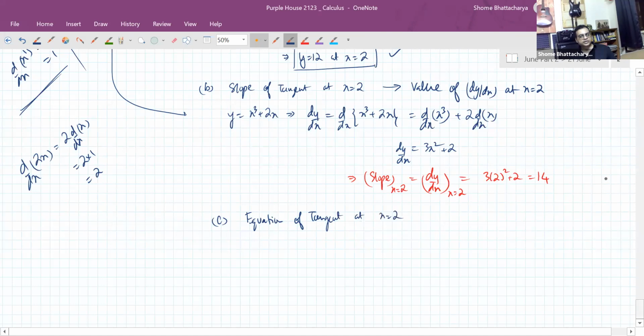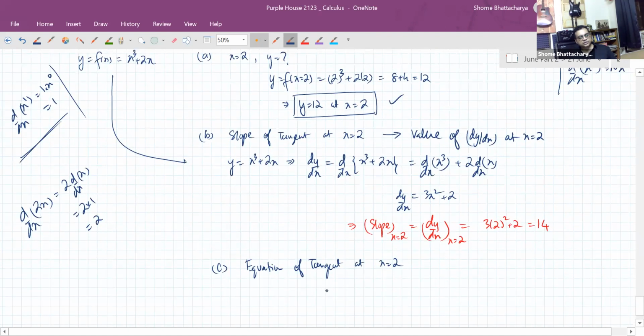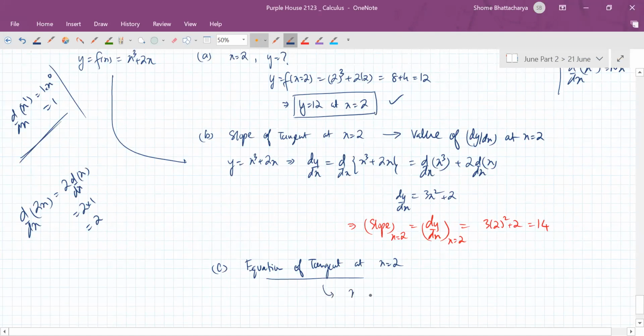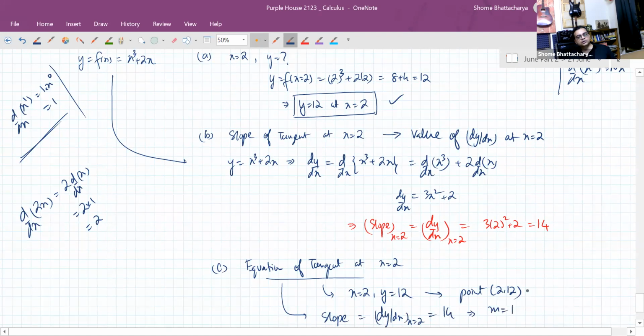So first thing we know is that we don't need to draw the graph and all that. That was just for visual understanding. Here we can just understand it this way, that x equal to 2, y equals how much? 12, we have seen. So it is through the point 2 comma 12, and it has a slope which is dy by dx at x equal to 2, which we saw was 14. So m is equal to 14.